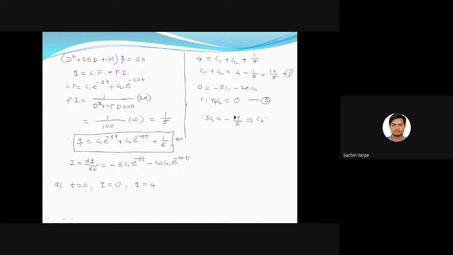So C2 is equal to minus 19 by 15, right? And if I substitute the value of C2 here in equation 1, then what will I get? C1 is equal to 19 by 5 plus 19 by 15. How much is it? 5.07, right? Just check.